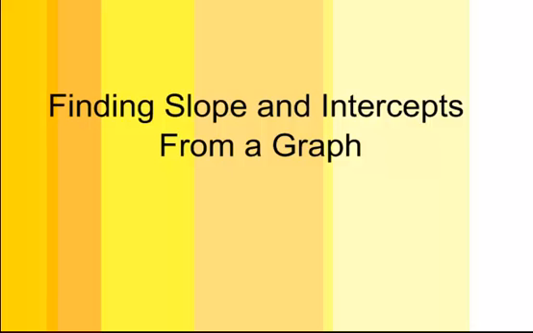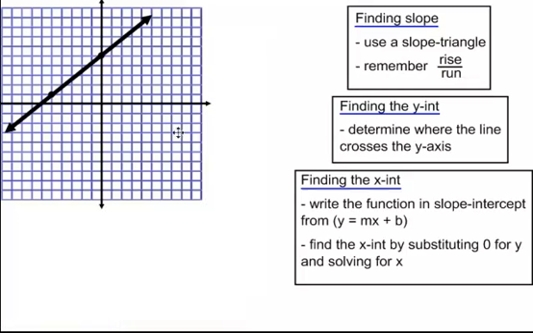This video is about finding slope and intercepts from a graph. So here we have a function displayed on a graph as a line. So it's a linear function, not a quadratic function. We need to be able to find the slope and both intercepts.